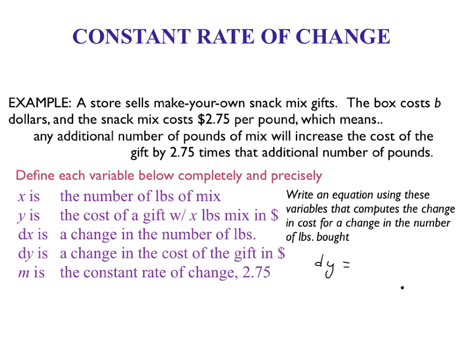m dx. Is it m dx? Yeah, that's always true with constant rate of change. Given any change in number of pounds, and we could even write dy equals what? We know what m is. Either one, right? Given any change in pounds, the change in cost is always 2.75 times the change in pounds, right? Because we have constant rate of change.